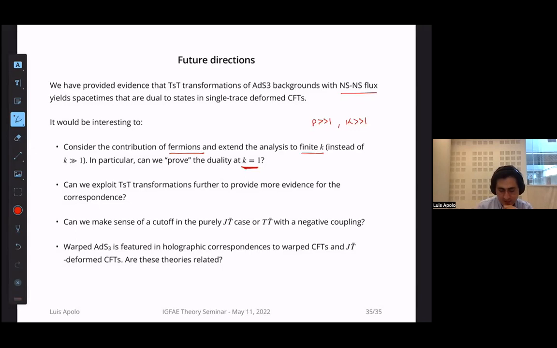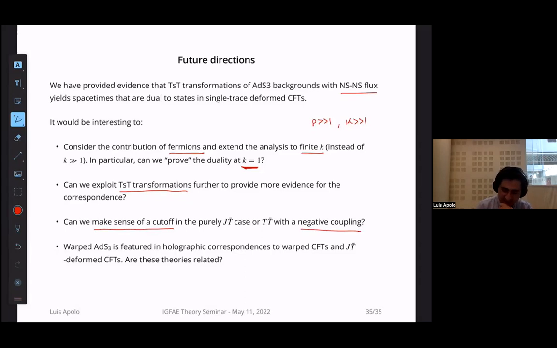Similarly, something that I think is interesting to think about is whether we can exploit TsT transformations further to provide more evidence for the correspondence. For example, we use TsT to derive the spectrum in a simple way. Are there other ways in which TsT alone can tell us about single trace deformed theories? Similarly, I think it would be interesting to make sense of a cutoff when the coupling is negative in the single trace version of holography. The emergence of the CTCs tells you exactly where the cutoff should be imposed. And what would be interesting is if this can be generated dynamically within string theory.